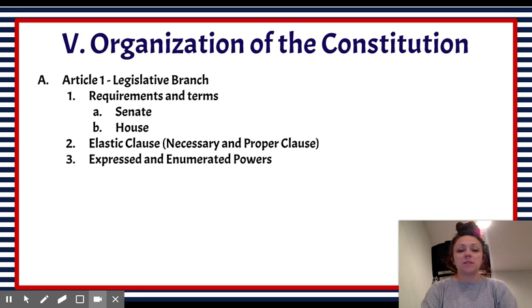So moving on then to expressed and enumerated powers. An expressed power is a power that is specifically listed in the Constitution.